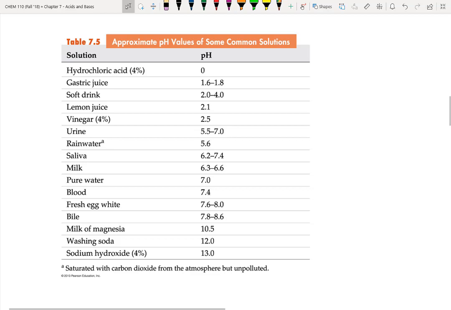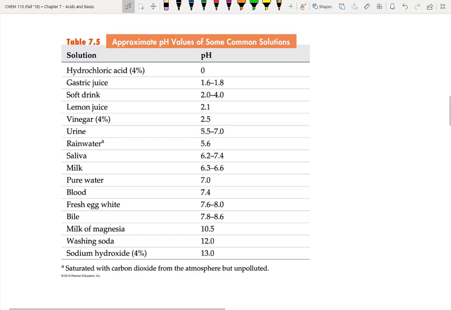Rainwater is acidic. Why is rainwater acidic? Anybody know? Based on our last topic? Yeah, it's saturated with carbon dioxide. So it's absorbing the CO2 in our atmosphere. So rainwater is surprisingly acidic.